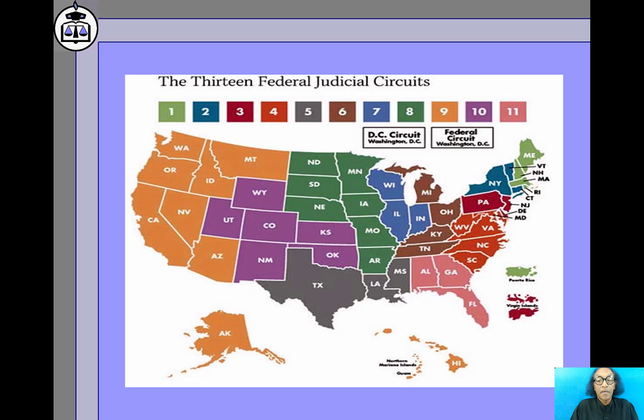And here are the 13 federal judicial circuits. As you can see, the orange area to the left is the Ninth Circuit, and that includes California, Nevada, Idaho, Arizona, Montana, Washington, Oregon, Alaska, and Hawaii. You can see the rest simply by matching the color-coded numbers with the various states. So district courts in these areas and administrative decisions affecting these areas are appealed to the particular Court of Appeals.